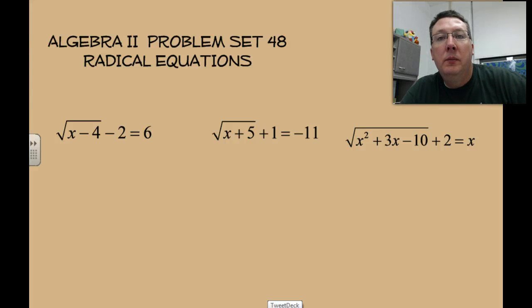Hi guys, Algebra 2, we're looking at problem set 48 today, and this is dealing with radical equations. Now this term radical, what you need to think of is we're going to see square roots in our equation.